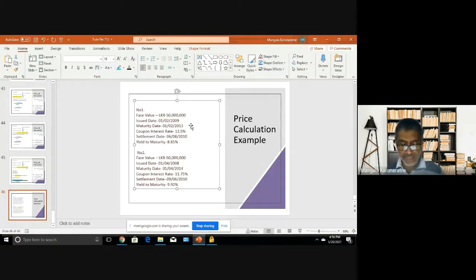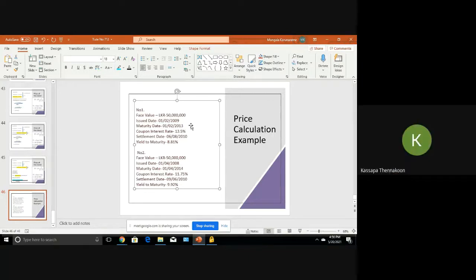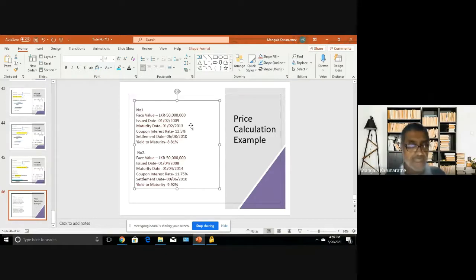For the first one, what is the answer you got? Present value is 55,225,555 and 96 cents. Yeah, that is correct. Why I am saying, don't worry.